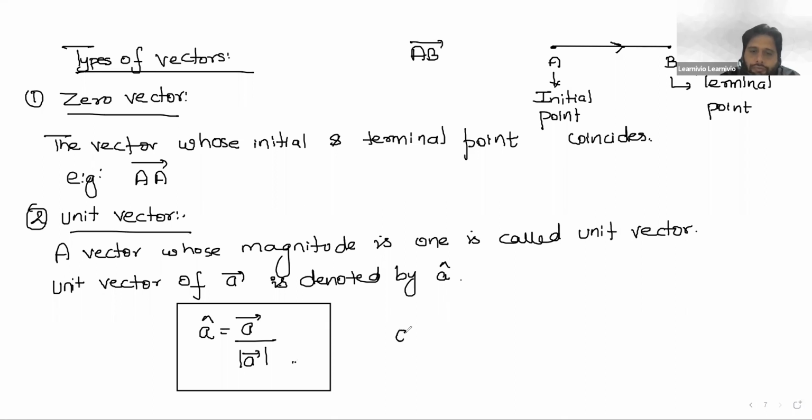So if you have to find a unit vector, what will you do? The magnitude of the unit vector is 1. So whatever vector is given to you, divide that vector by its magnitude. Then you will get a unit vector. When we solve questions based on the unit vector, I will again explain this formula. So I hope everyone has done this. Let's start with next.